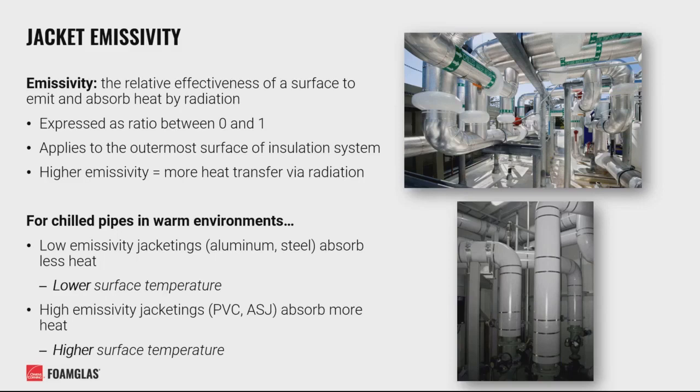When considering chilled water pipes in warm environments, low emissivity jacketing materials, such as aluminum and steel, will absorb less heat from their surroundings via radiation, which will result in a lower jacketing surface temperature. Conversely, high emissivity jacketing materials, such as PVC and ASJ, will absorb more heat from their surroundings, yielding an overall higher surface temperature for the same system in that environment.